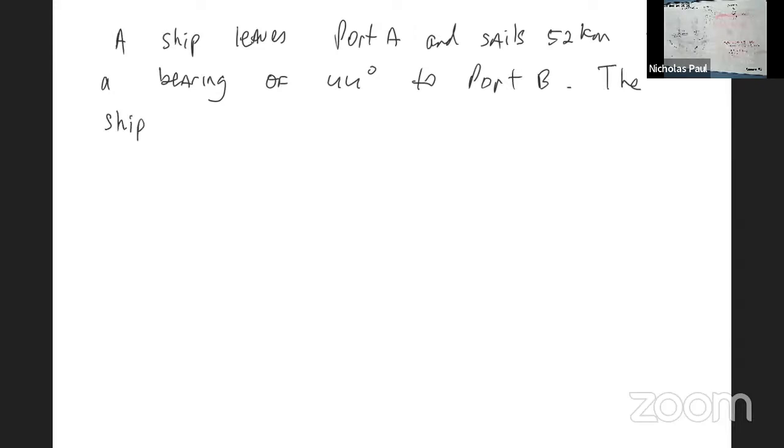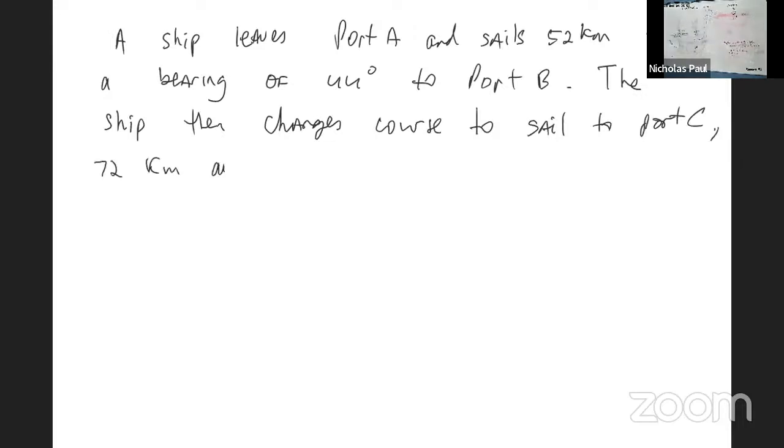So a ship leaves port A and sails 52 kilometers on a bearing of 44 degrees to port B. The ship then changes course to sail to port C, 72 kilometers away on a bearing of 105 degrees.